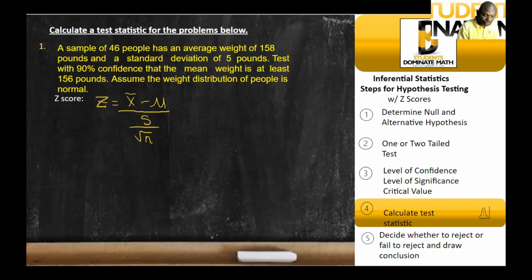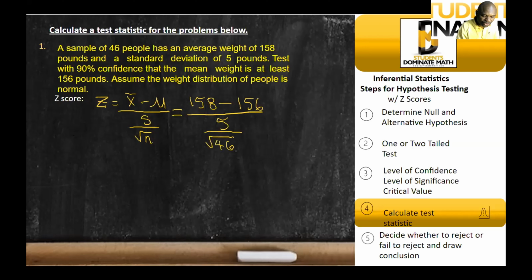So it's not too difficult a formula. All this information is given within your problem. So you have an equal sign. The mean of your sample, according to the first sentence, was 158. We subtract our null, which was 156. We divide that by the standard deviation of the sample, which was given to be 5, over the square root of the number of data points collected within the sample, which was 46.